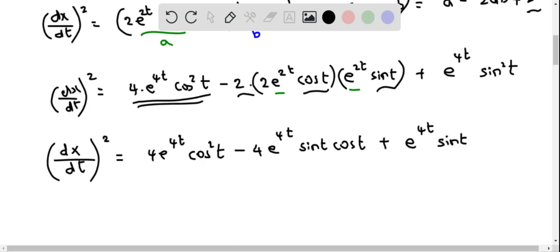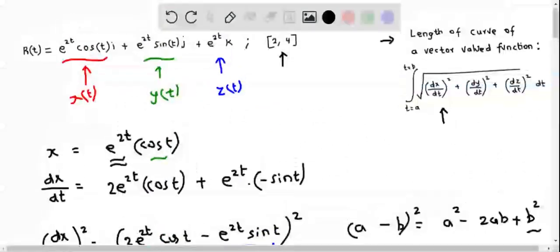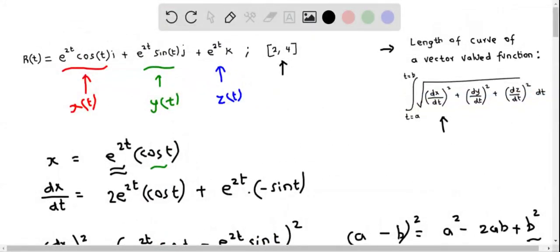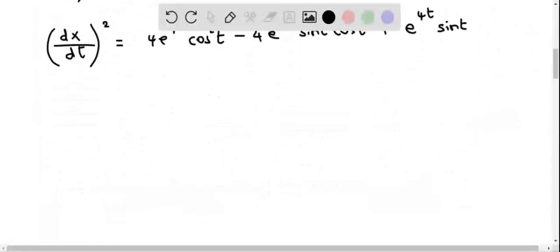And now in the same way, let's find the (dy/dt) quantity squared. So I'm going to copy this first, that is y of t equals e^(2t) sin t. So let me write down here: y equals e^(2t) sin t. And once again, we have to apply the product rule to differentiate this expression.